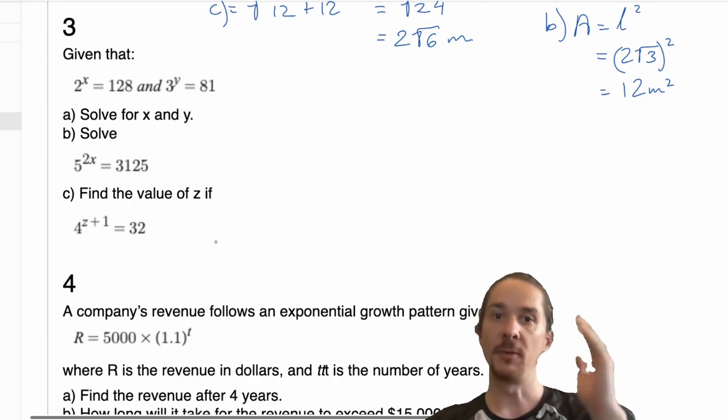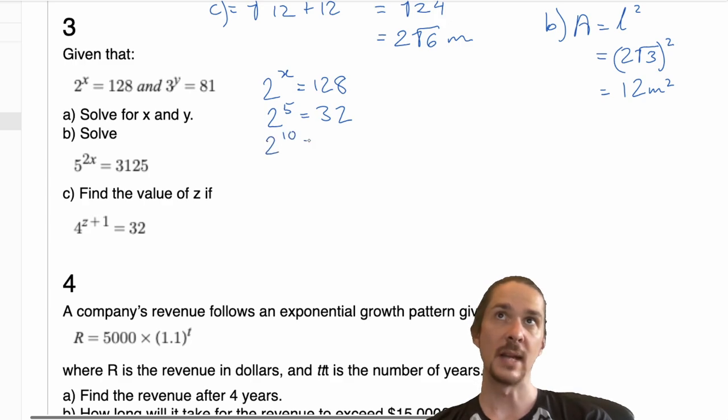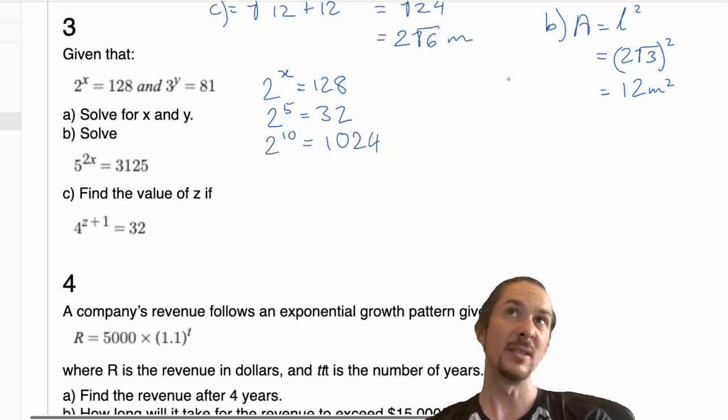Have a go. If you've had a go, let's look at it together. If 2 to the power of x is 128, we can approach this with trial and error, right? If you try a few different powers of 2, you'll find that 2 to the power of 5 is 32 and 2 to the power of 10 is 1024. So it's going to be between 2 to the power of 5 and 2 to the power of 10. I happen to know that 2 to the power of 7 is 128.